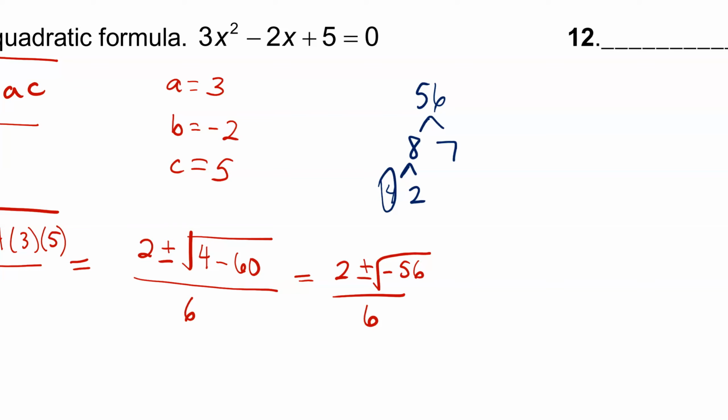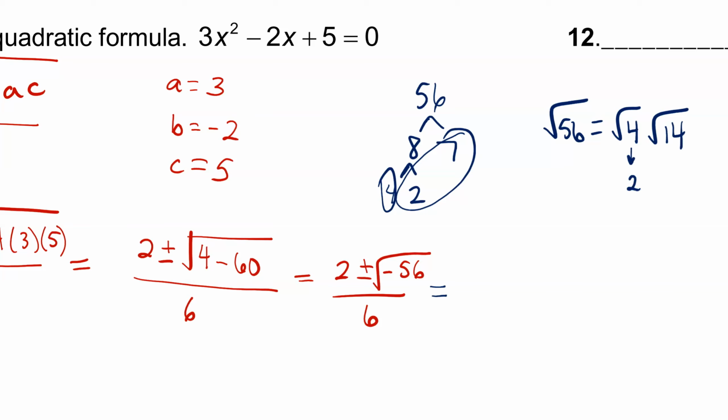Okay, so root 56, I can write this as root 4 times root 14, because 4 times 2 times 7 is 14. So I can write root 56 as root 4 times root 14. Root 4 is 2. That's the whole idea. I'm trying to pull out a perfect square. So I can rewrite this as 2 plus or minus 2i root 14 all over 6.